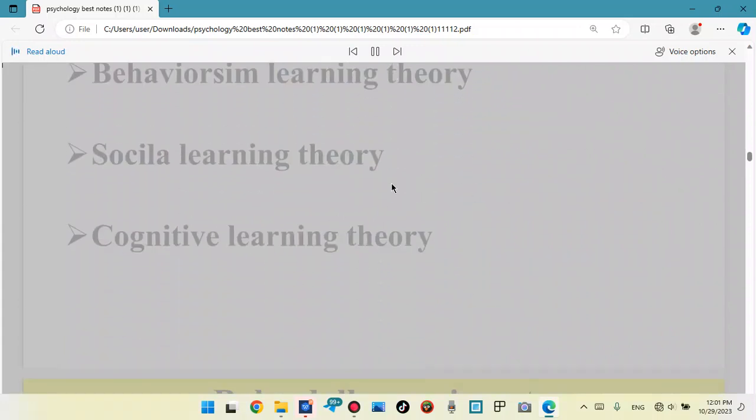Forms of cognitive learning. Examples: latent learning, a hidden form of learning in which a behavior is not manifested for the time being.